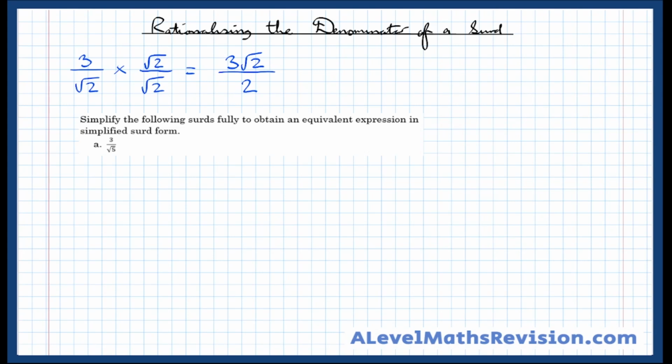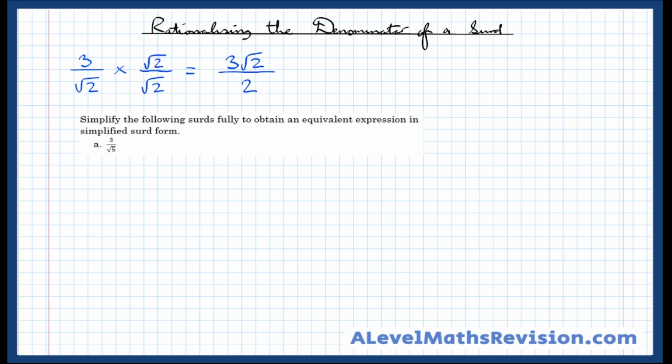This one here: simplify the following surds fully to obtain an equivalent expression in simplified surd form. The surd to simplify, which has an irrational denominator, is 3 over root 5. So maybe pause the video and have a go. Have a look at the example we've just done above and try and apply that example to this. So pause the video. And I'm going to go for it now anyway.